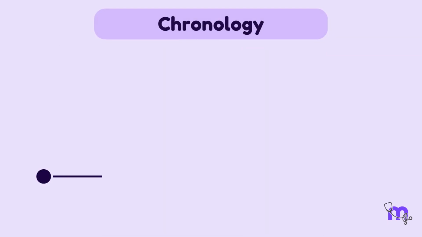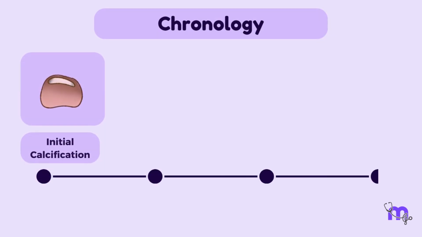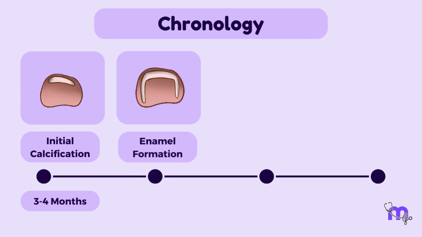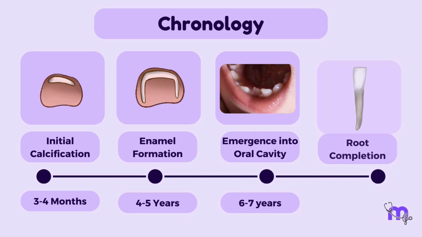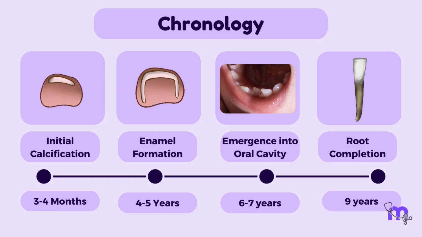Beginning with its chronology. The initial signs of calcification become noticeable at around 3 to 4 months of age. Enamel formation is completed between 4 to 5 years of age. Eruption of the tooth usually occurs at approximately 6 to 7 years old. Finally, the root development is completed around 9 years of age.